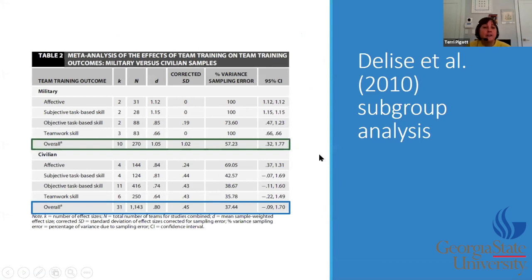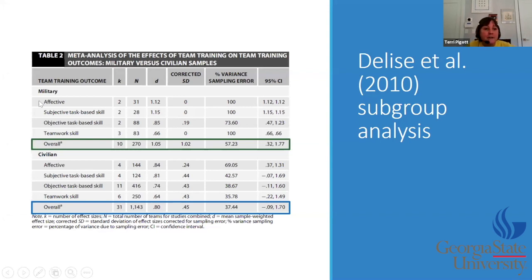So one way to do that is to do subgroup analyses, and here's an example from the DeLeese study. Remember, one of the hypotheses in the DeLeese study was that military and civilian samples may have different effect sizes. In other words, the effectiveness of team training may differ depending on whether the study used a military or a civilian sample.